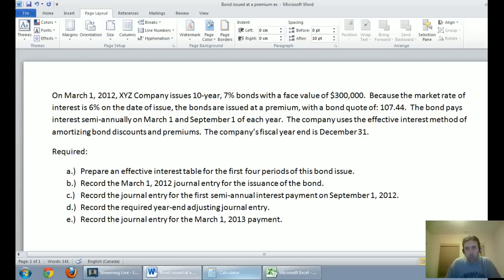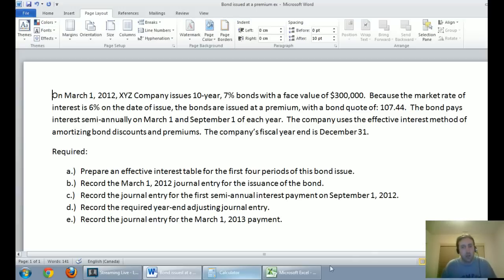Just rereading it, it says, because the market rate of interest is 6% on the date of issue, the bonds are issued at a premium with a bond quote of 107.44. And remember how quotes on bonds work. That number is a percentage, at least in my mind. So we're getting 107.44% of what we asked for.